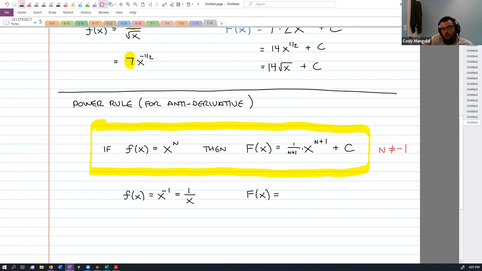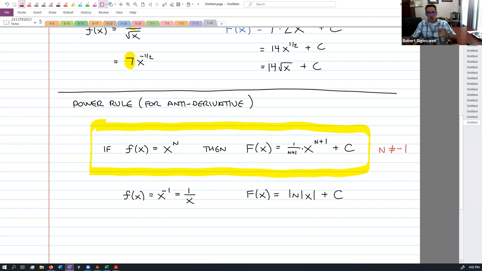No, no, that's not right. ln x. Oh. Right, okay. Yep, natural log. So this is natural log. And from now on, we're going to start putting absolute value around the x in there to make sure that the domain is defined. We're going to put natural log of the absolute value of x because you can't plug negatives into natural log.